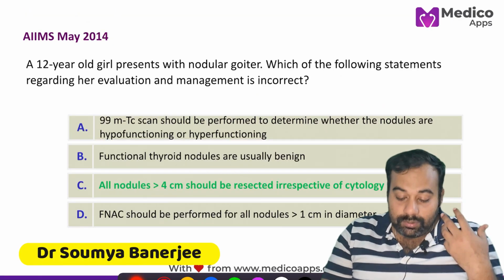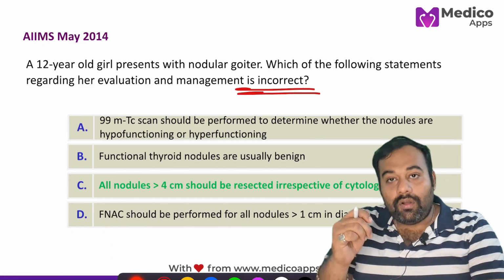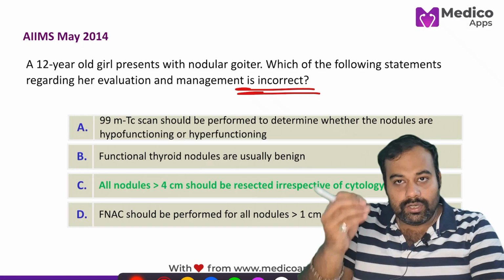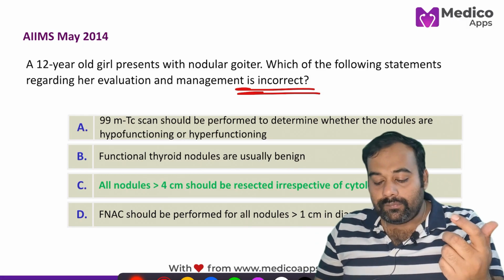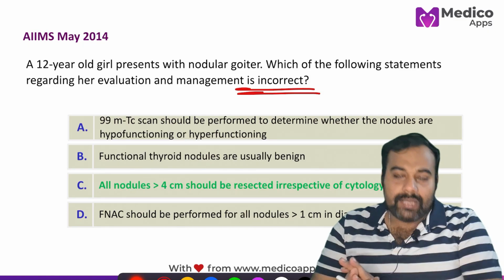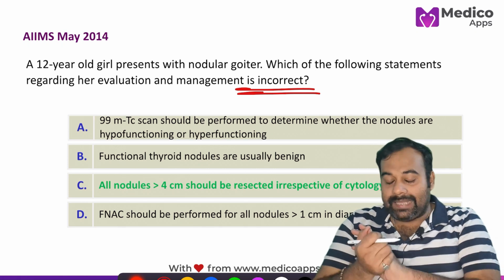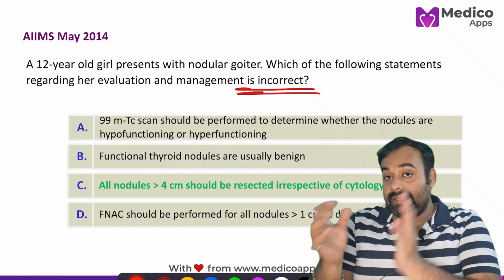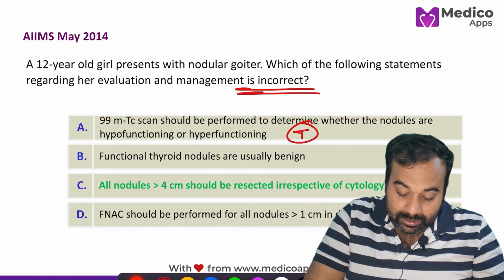So here, let's try to look into this question again. Okay, so they are asking about the false statement. Now let's try to look into the options. Option A, Technetium 99 scan should be performed to determine whether the nodules are hypo or hyperfunctioning. Yes, your Technetium 99 scan is here to help us see whether there is a hot nodule, like the activity of the thyroid gland. Yes, it's a true statement.